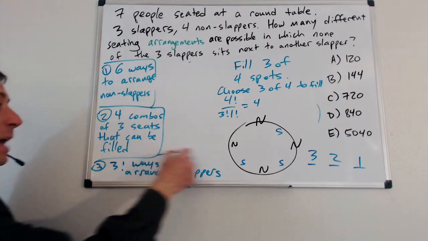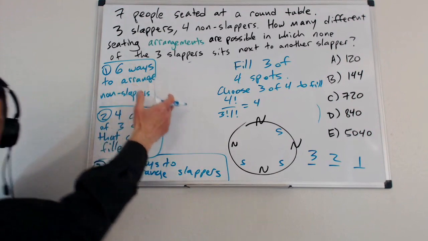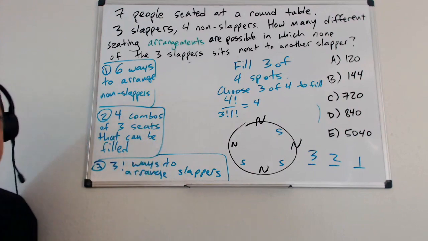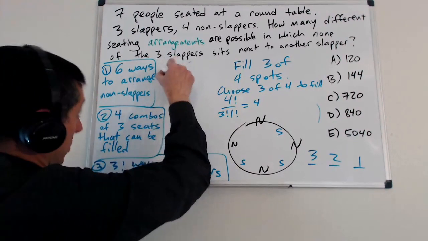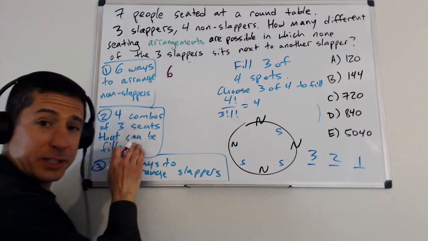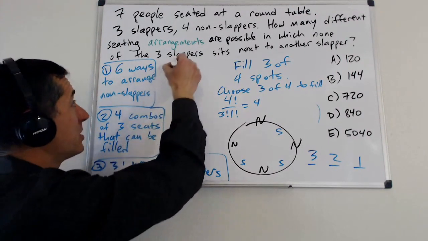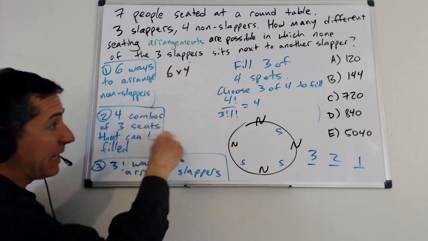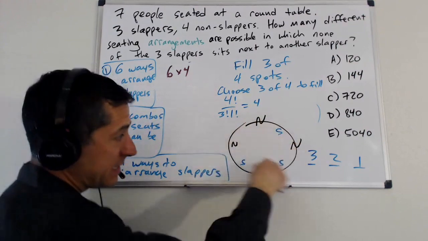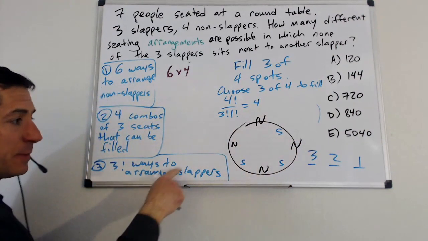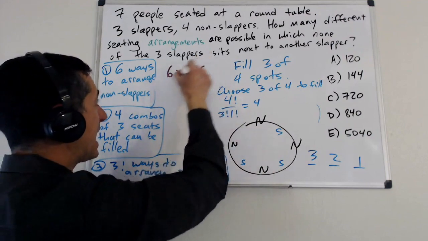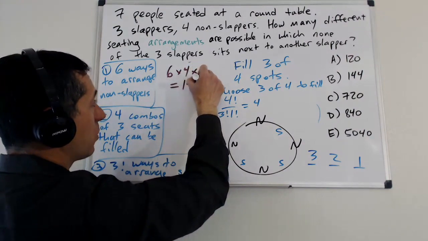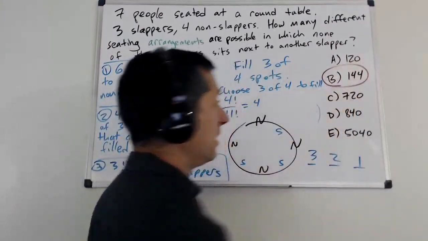Okay, now we're pretty much there. I've got 3 different numbers here: 6 ways to arrange the non-slappers. For each of those, I have 4 combinations of 3 seats that can be filled by the slappers. So 6 times 4. Now for each of these sets of spots that can be filled, and arrangements of the non-slappers, I have 6 arrangements of the slappers. So times 6 again. And we get 36 times 4, which I believe is 144. And I hope that's an answer choice. Yes, it is. All right. And our answer is B.